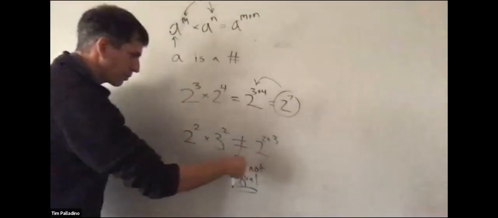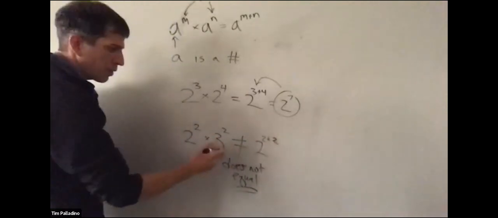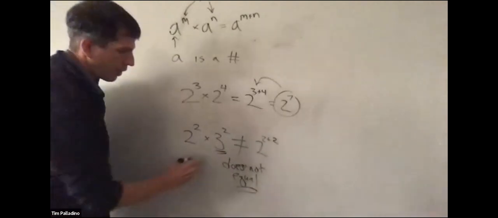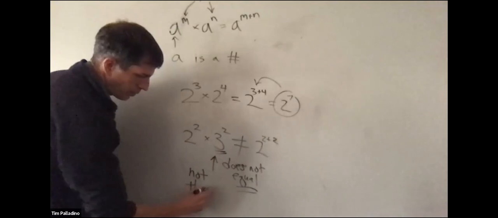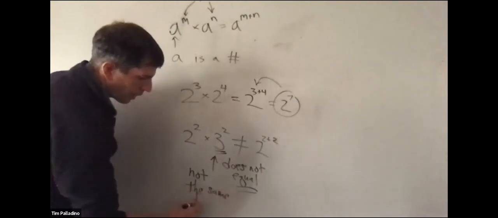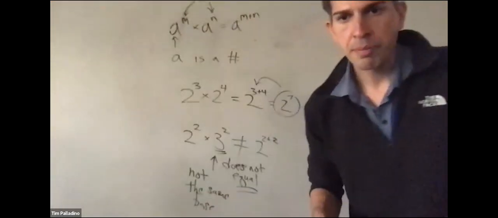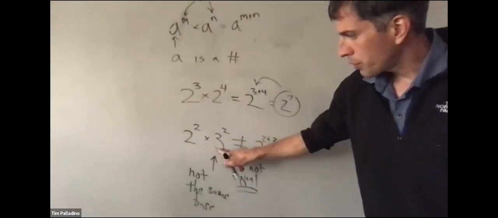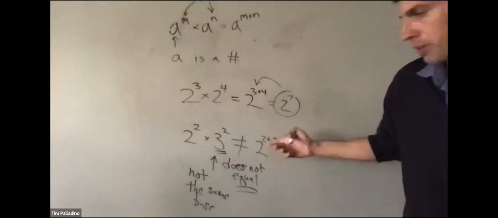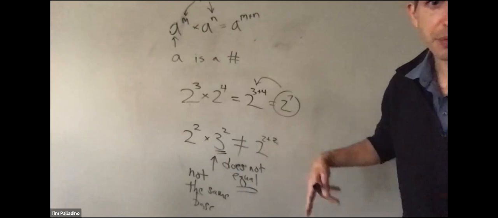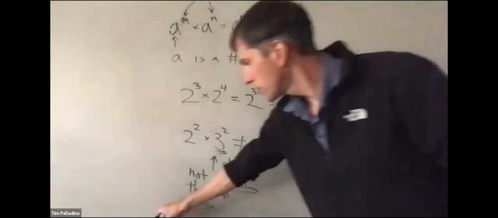All right. Very important. This does not equal 2 to the 2 plus 3. I should have used different numbers there. It doesn't equal because this is not the same base. All right, so not the same base. The bases have to be the same to apply these rules. With different bases, you can't just add the exponents, because which base would you use, 2 or 3?